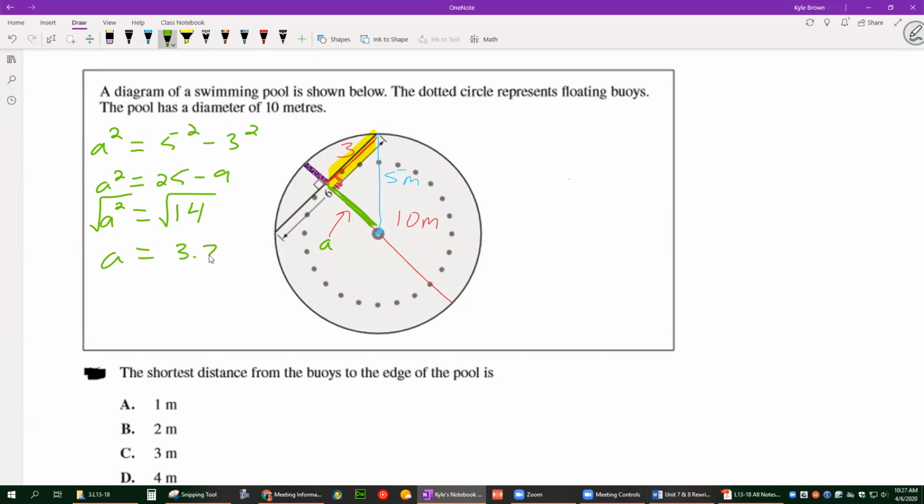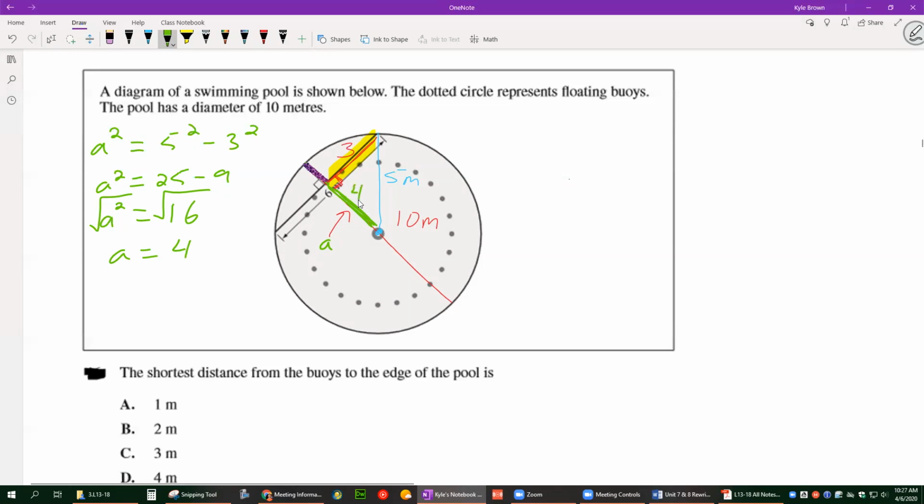Oh, shoot. That was stupid. Sorry, guys. 25 minus 9 isn't 14. 16. Thanks, guys. Tell me when I do things wrong, please. All right, so 16. So that's a lot better. So we're going to say square root of those. So square root of 16 is 4. Okay, so that's helpful. So now I know that this is 4.